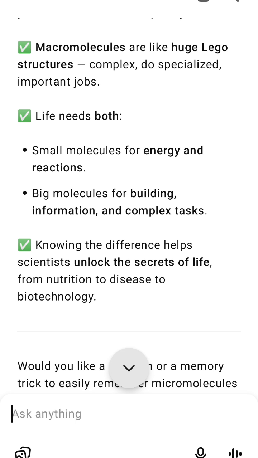Big picture takeaways. Micromolecules are like single Lego pieces: small, mobile, quickly used. Macromolecules are like huge Lego structures: complex, they do specialized, important jobs. Life needs both. Small molecules for energy and reactions, big molecules for building, information, and complex tasks. Knowing the difference helps scientists unlock the secrets of life, from nutrition to disease to biotechnology. Would you like a diagram or a memory trick to easily remember micromolecules versus macromolecules?